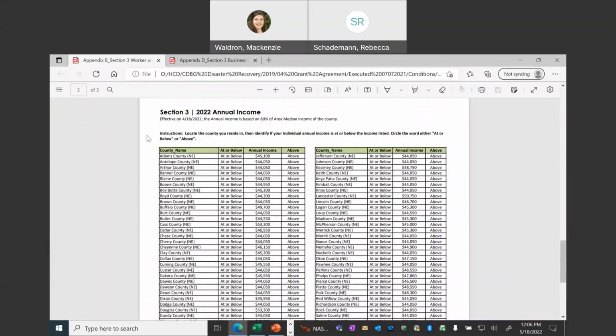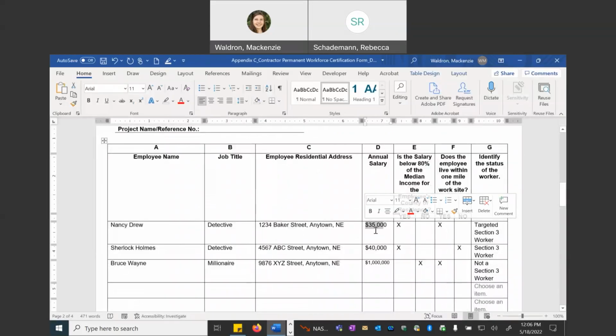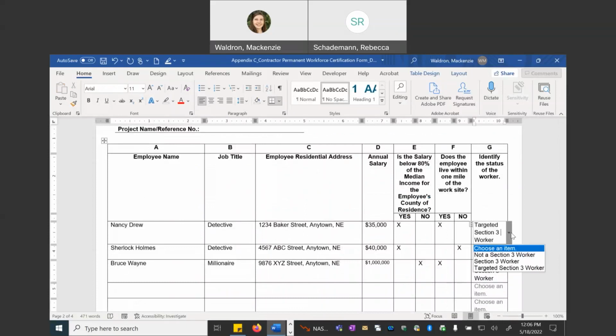For our example, we're gonna pretend that Nancy lives in Adams County. And so the 80% of annual income is set at $45,100. Nancy is below that number, so she does qualify as a Section 3 worker. So we're going to mark yes in that column. Then in column G, since we have yeses in both column E and F, that means she is a targeted Section 3 worker.